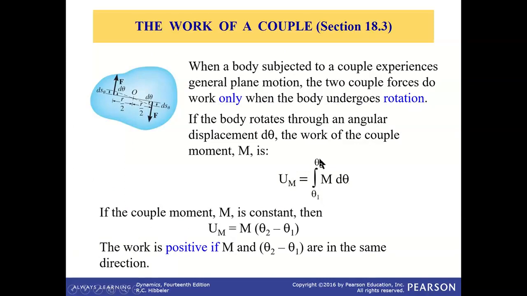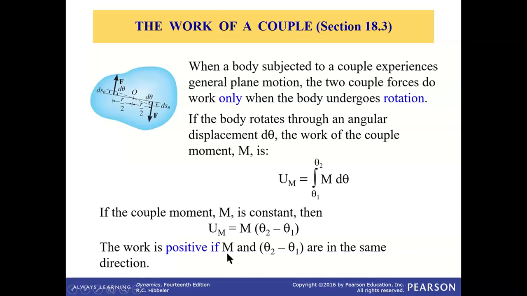between theta 1 and theta 2. Now, if this couple moment is constant, that means it is not a function of time or of theta, then it can be taken out of the integral, and then this is just the integral from theta 1 to theta 2 with respect to d theta. So it's M times (theta 2 minus theta 1). But if M is a function of theta or a function of time, then it cannot be taken out of the integral. It has to stay inside the integral, and we need to proceed with the integration.